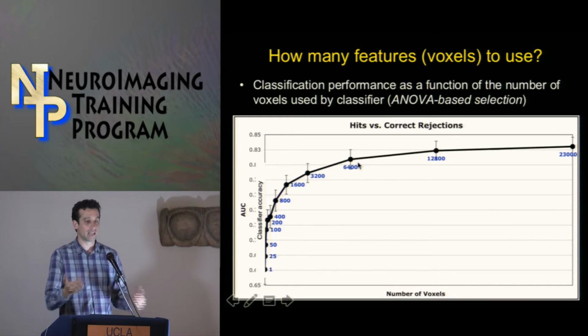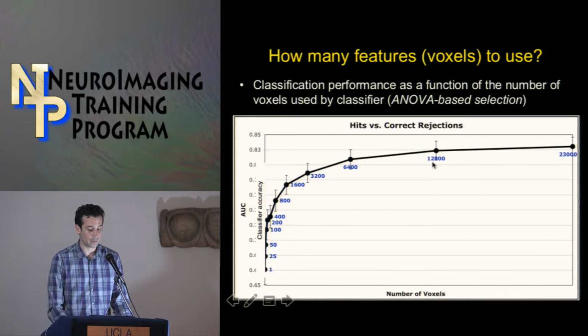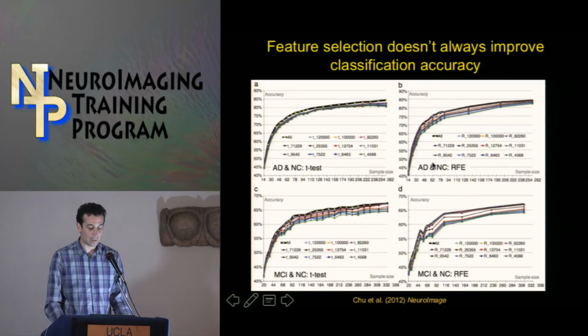And then as I start doubling, each one of these is a doubling, I pick the top 3,200. It's getting better, but not that much better. And it sort of plateaus out here. The mask here was 23,000 voxels, the whole mask, and that was just ever so slightly better than 12,800 voxels. Now, other people have seen this as well.